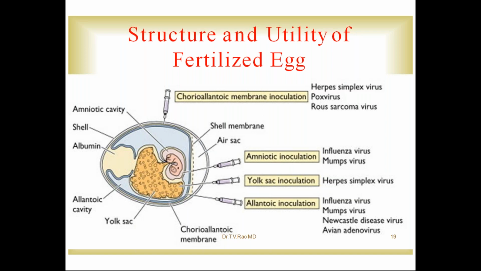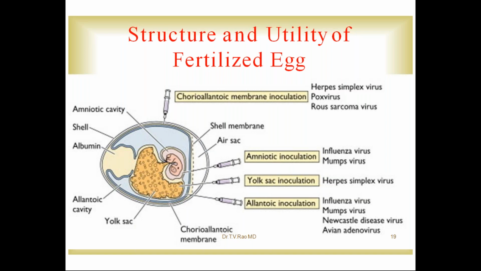For herpes simplex virus, we have to use the yolk sac inoculation. For influenza virus, mumps virus, Newcastle disease virus, and avian adenovirus, we have to use the allantoic cavity inoculation. So these are the various sites and methods of inoculation of viruses in the embryonated eggs.